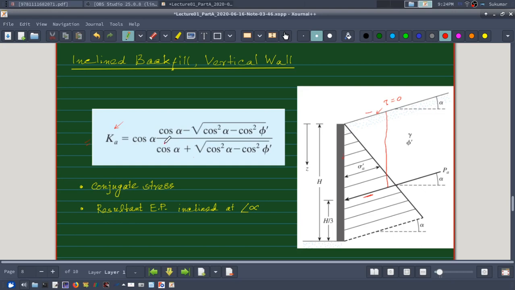Okay, you can remember this equation, not difficult: cos alpha times cos alpha minus root over cos square alpha minus cos square phi, and cos alpha plus root over cos square alpha minus cos square phi. And in the passive case, this denominator will go up, numerator will come down. That is the only difference. This term will not become inverse. In horizontal backfill, Kp and Ka are just inverse of each other, but in inclined backfill it is not exactly so. The whole thing will not come down. This cos alpha term will not come down. Please remember that.